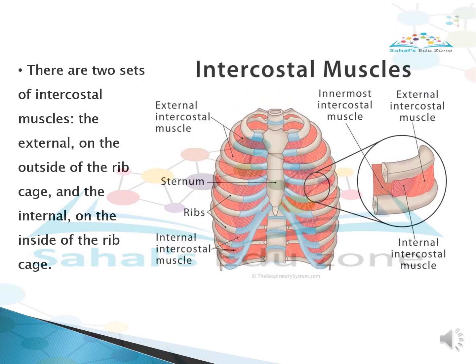There are two sets of intercostal muscles, the external on the outside of the ribcage and the internal on the inside of the ribcage. Both muscles are shown in the given figure.